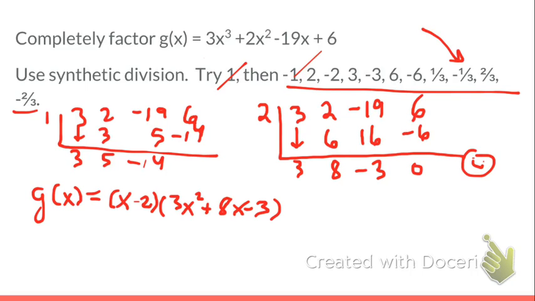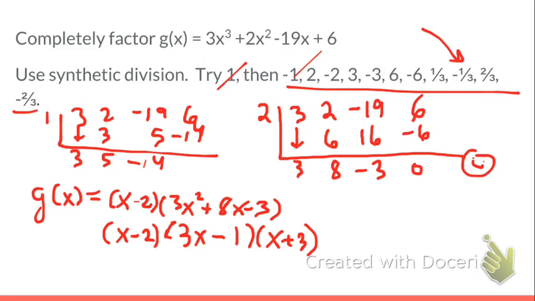Now, I don't need to do synthetic division because I have a quadratic. You should never do synthetic division with a quadratic because you can use the quadratic formula, or in this case, just factor. So look for two numbers that multiply to negative 9 and add to 8. So you could do 9 and negative 1. If you factor this part, it comes out to 3x minus 1 times x plus 3. And then the other factor was x minus 2. So now we have this completely factored.